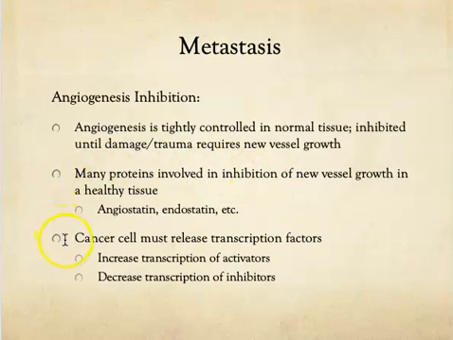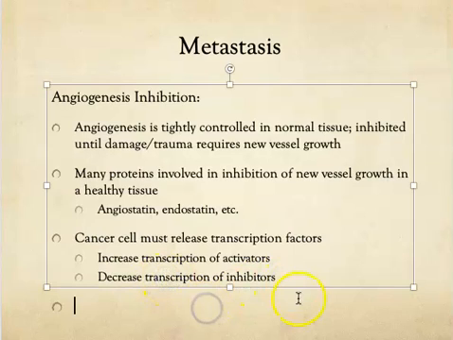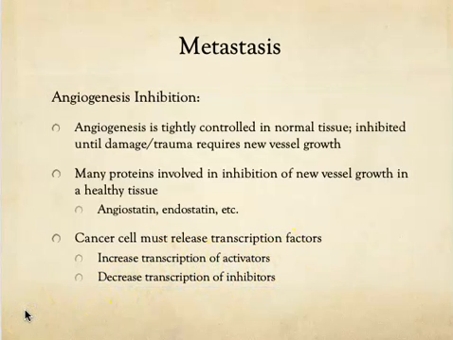What a cancer cell must be able to do in order to proliferate into a secondary tumor and stimulate angiogenesis is basically manipulate the regulatory system. It has to start to cause a decrease in the expression of genes that produce the inhibitor chemicals, and it has to increase the expression of genes that produce the activator chemicals. Both things have to happen in order for angiogenesis to occur.